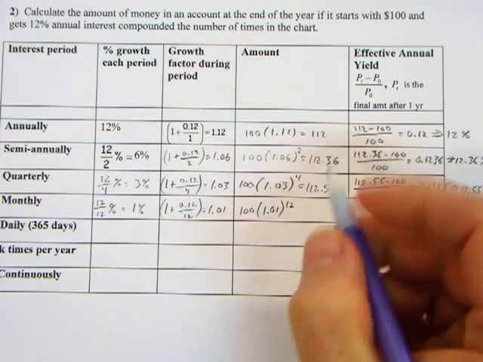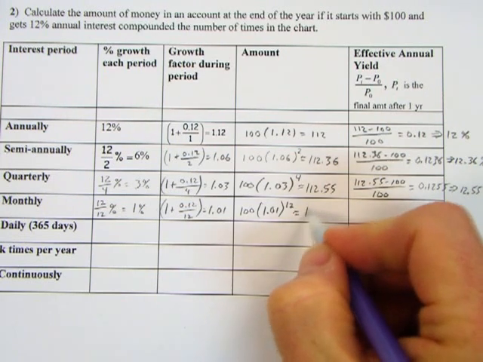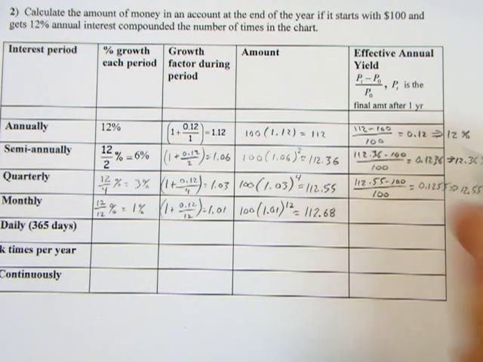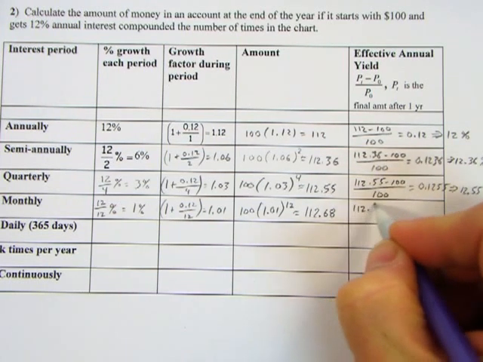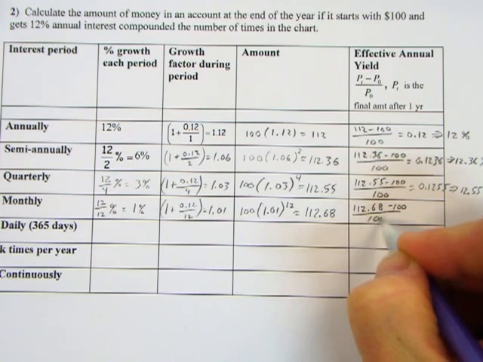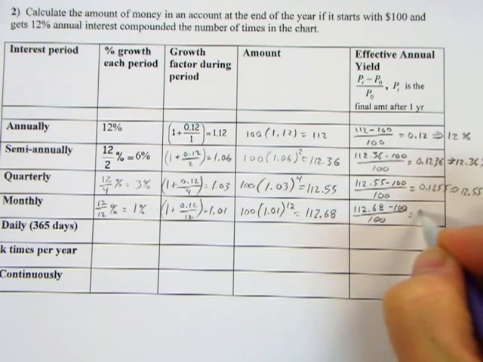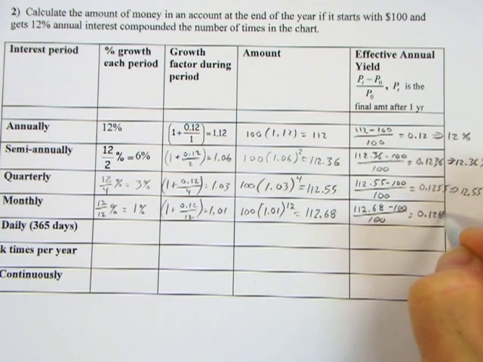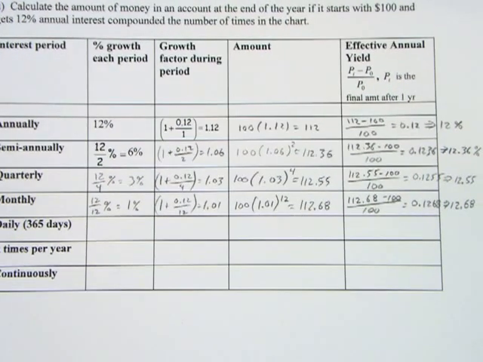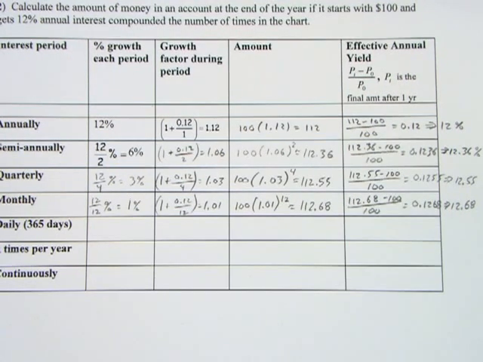And this is approximately equal to 112.68. And then compute the effective annual yield. And we get 0.1268, which gives us 12.68% now. You see, every time the percentage is going up, it's not going up a big deal, but over time that makes a huge difference.